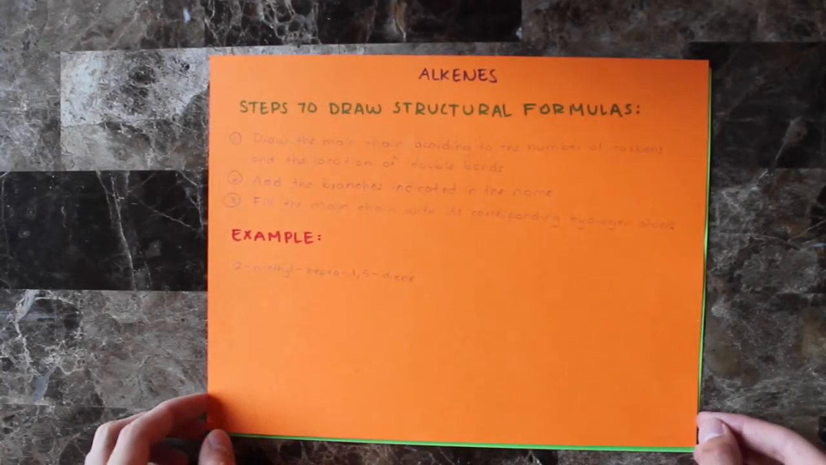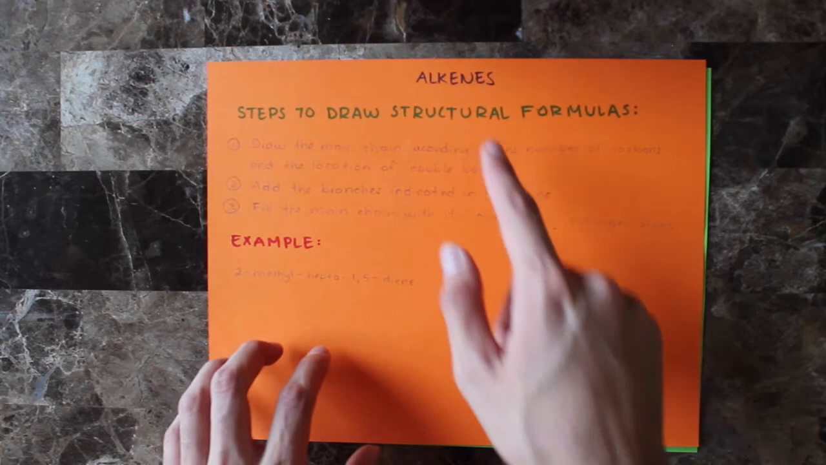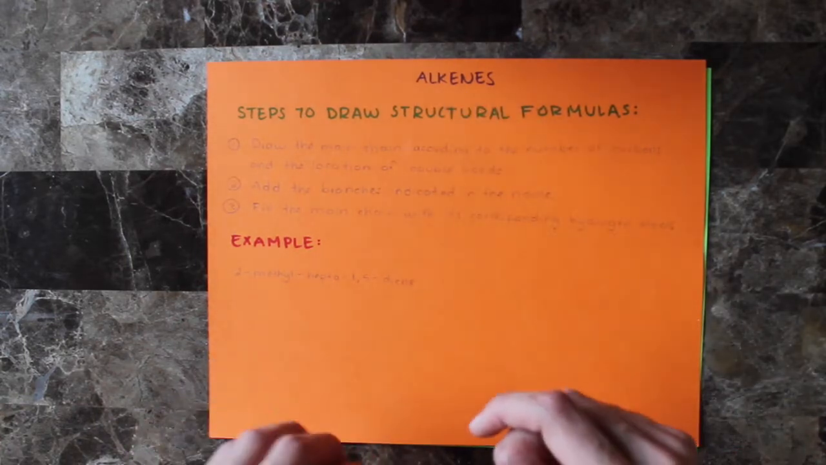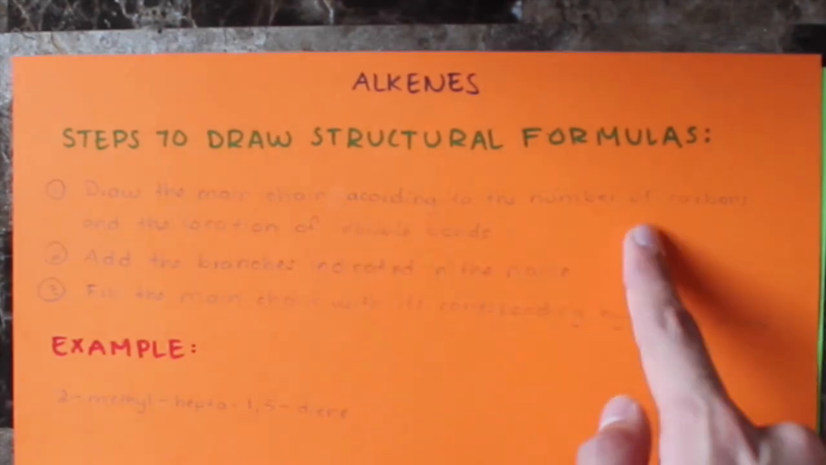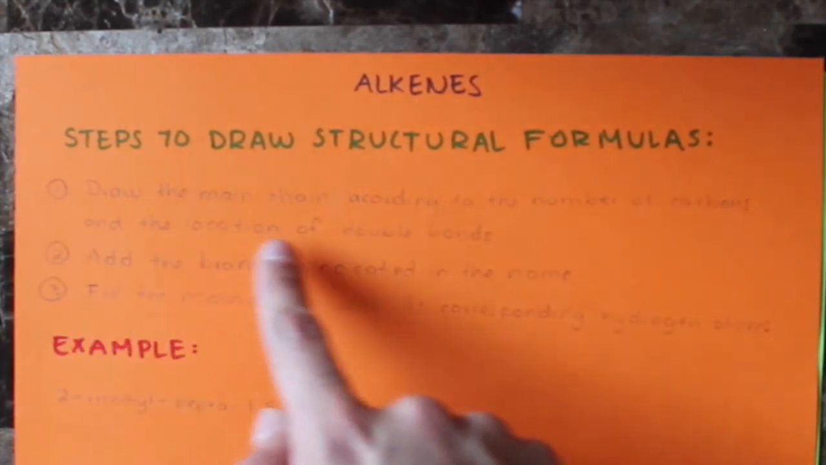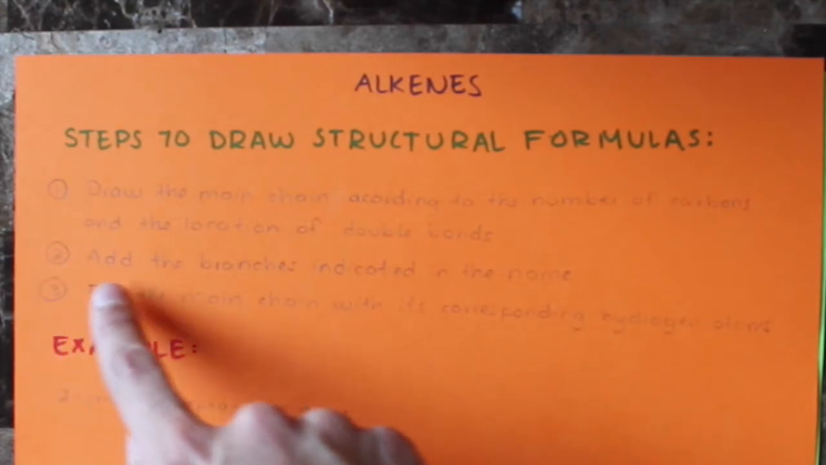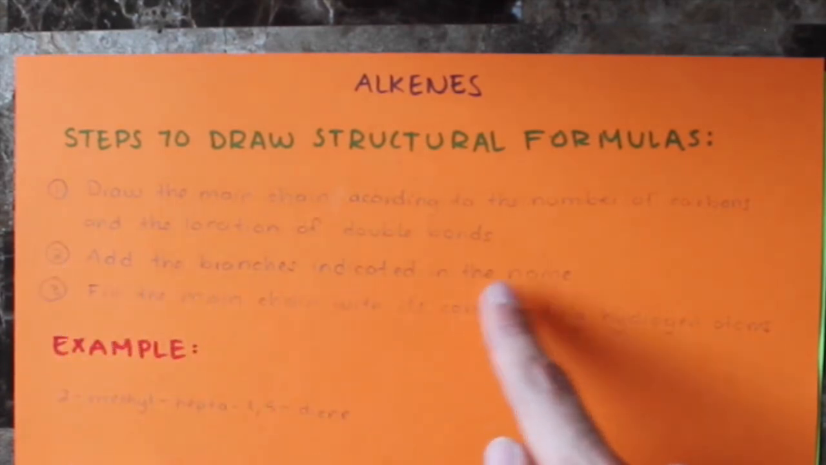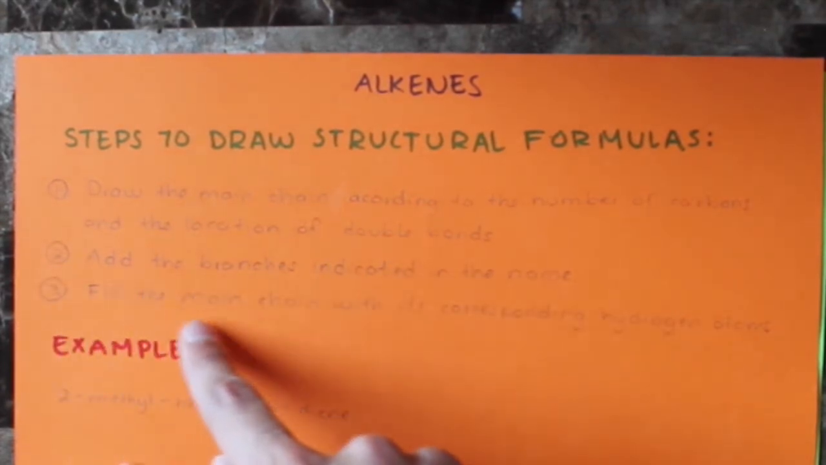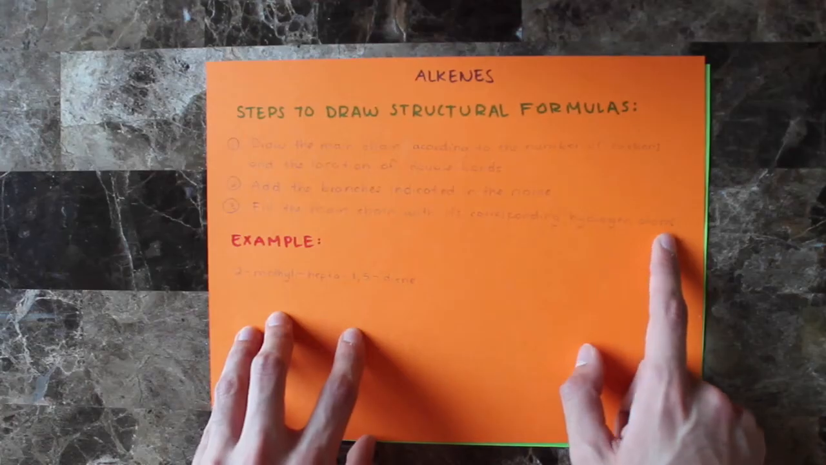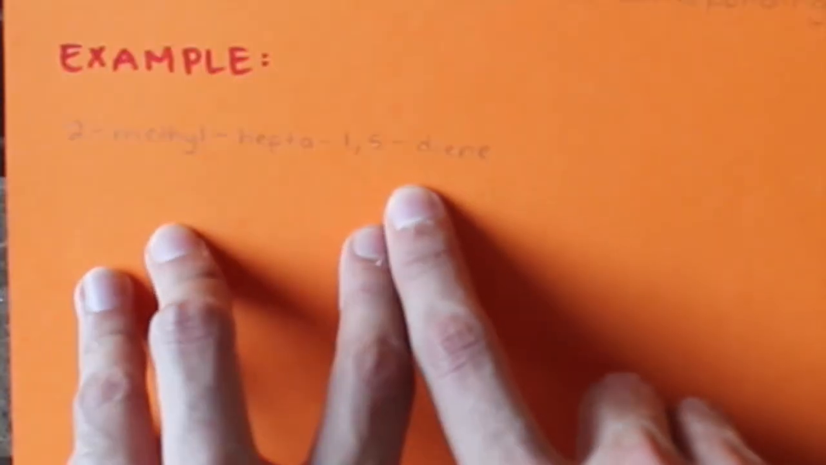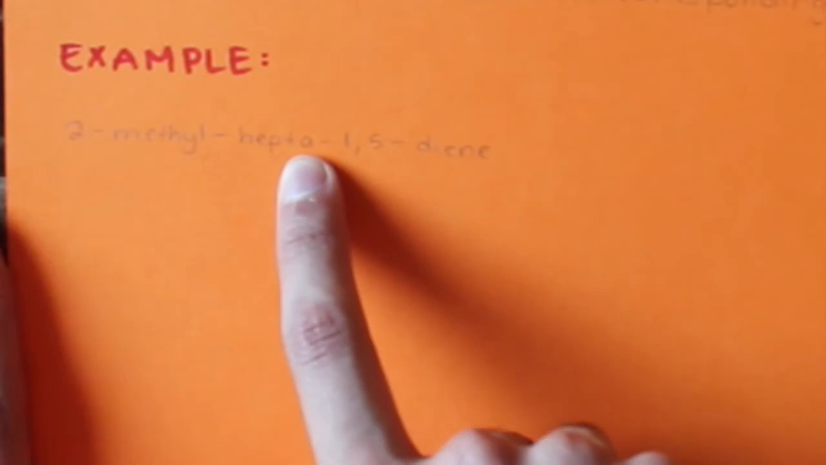Okay, now let's see how to draw structural formulas with alkenes. The steps are: number 1, draw the main chain according to the number of carbons and the location of double bonds. Number 2, add the branches indicated in the name. And number 3, fill the main chain with its corresponding hydrogen atoms. So I have this example here. Let's see. First, we have our prefix hepta that says that we have 7 carbons. Let's draw them.